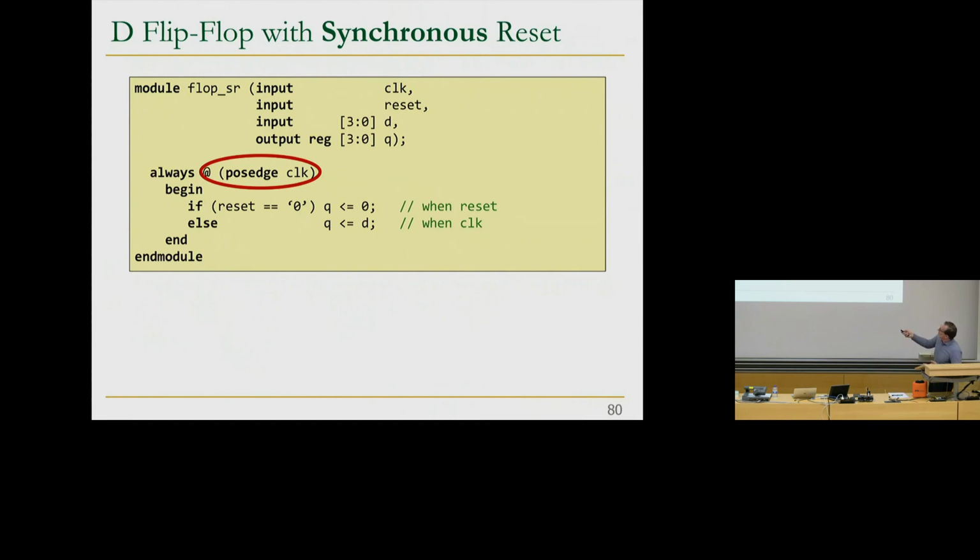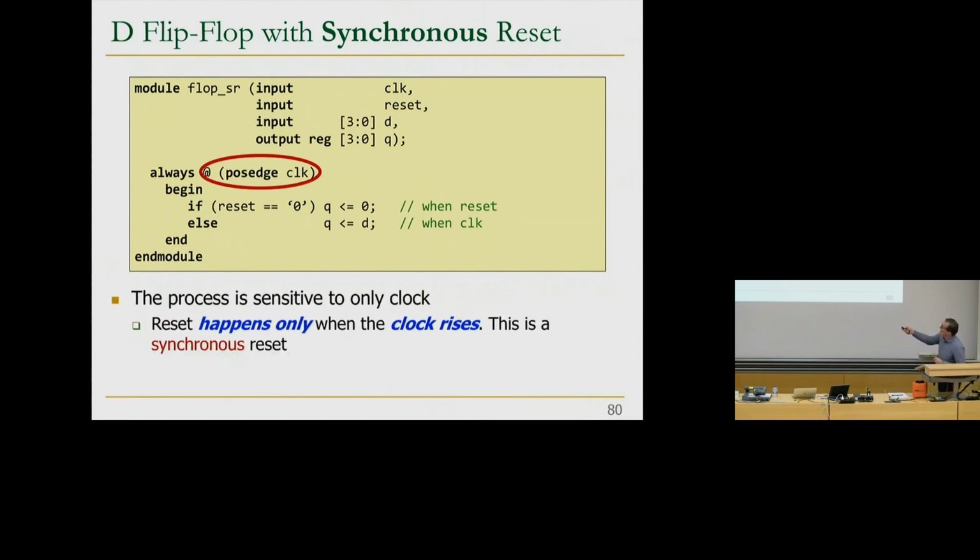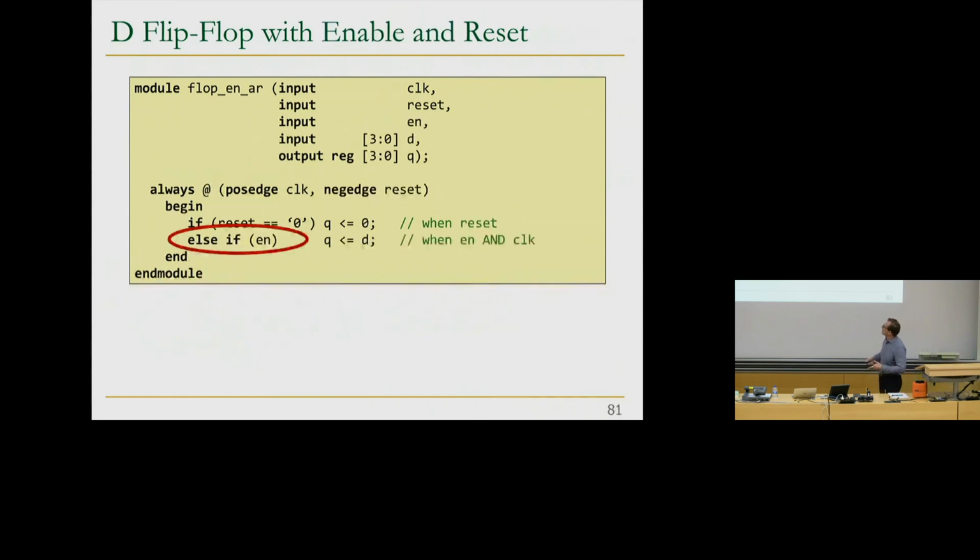Okay, so basically reset happens only when the clock rises. If the reset changes when the clock doesn't change, then this reset doesn't take effect because the always statement doesn't get executed if the clock doesn't change, right? From 0 to 1. So this is synchronous with respect to clock. Okay, so let's take a look at some other signal, the enable signal.